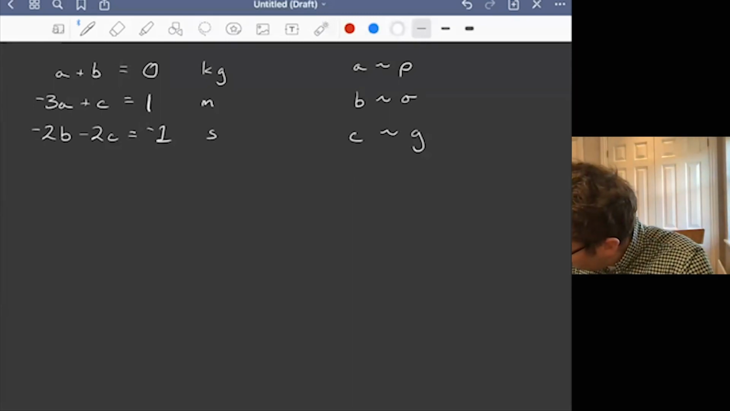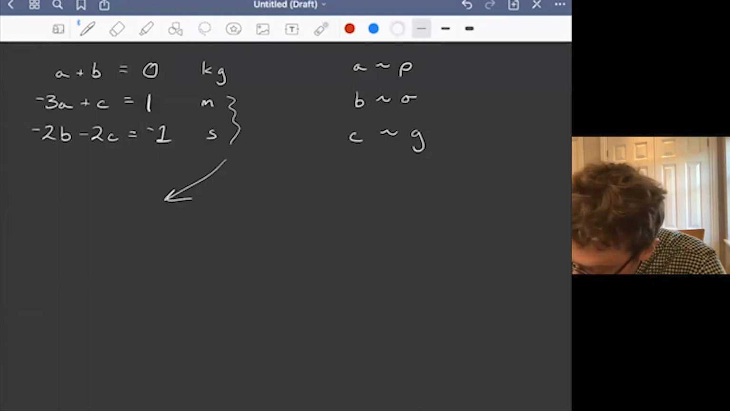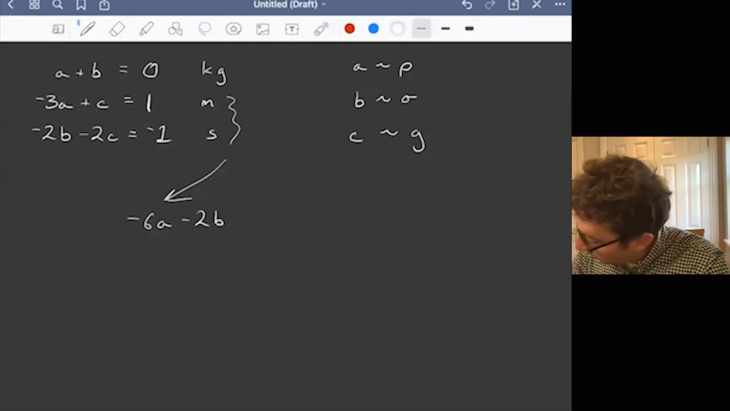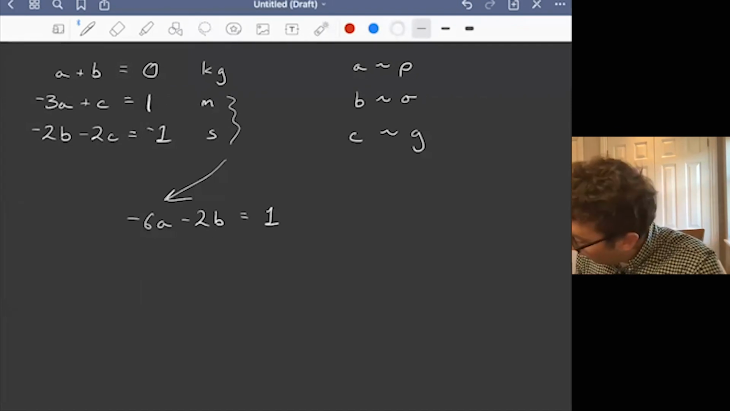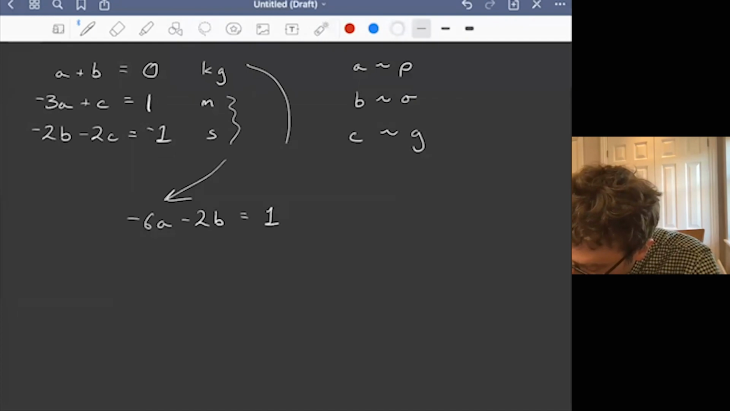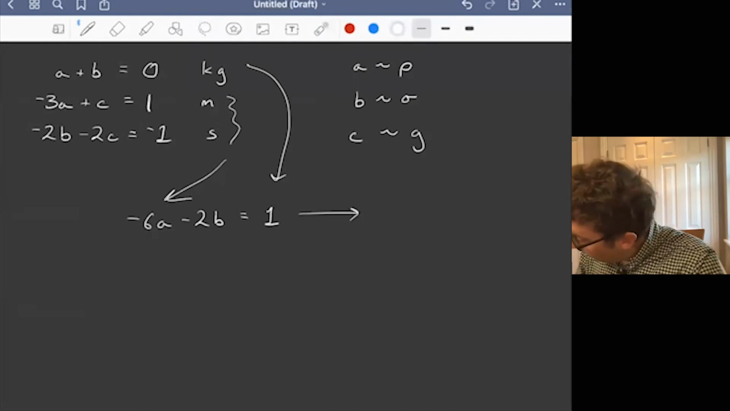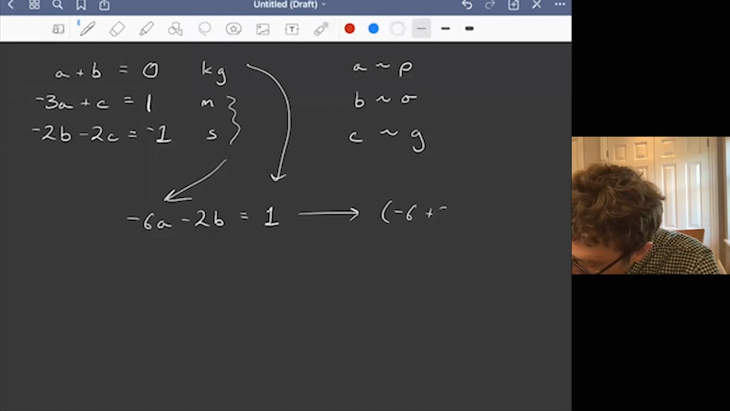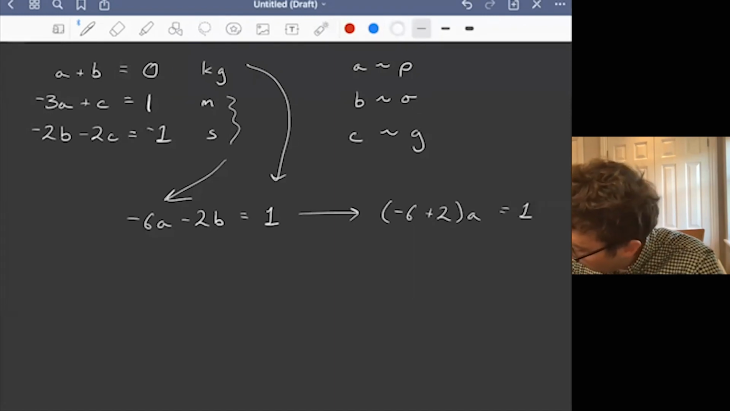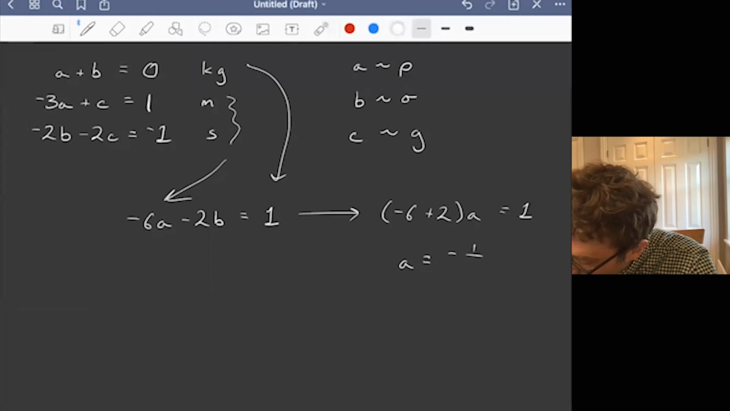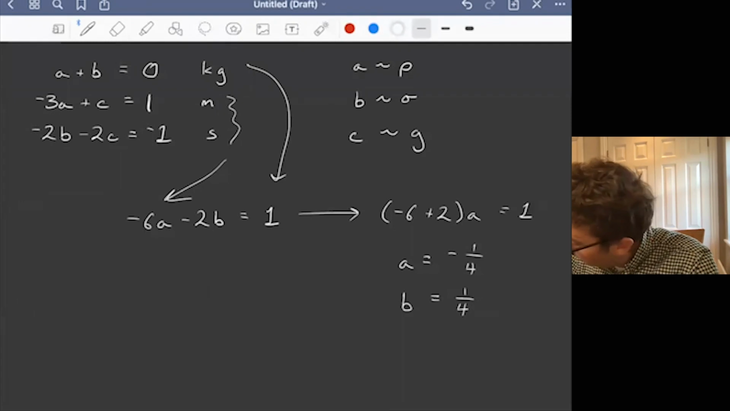So I take these two equations and I learn that minus 6a minus 2b, just take twice the first one, add the second one. This should be 1 if I've done my arithmetic correctly. And then I take that into this and I combine it and I learn that minus 6 plus 2a is 1. And so I learn that a is minus a quarter and that b must be plus a quarter and that c must be plus a quarter.